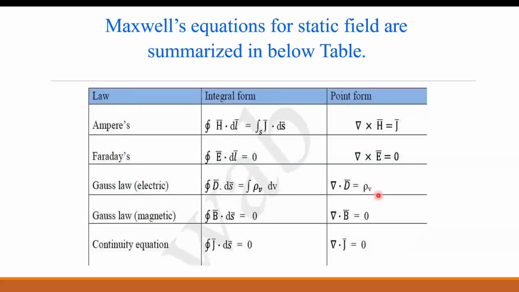Rho v is volume charge density in coulomb per meter cube. Del dot D bar is equal to rho v. From Gauss law of magnetic field, the next equation, the integral form, is closed integration of B bar dot ds bar is equal to 0, and del dot B bar is equal to 0, that is the point form. And last, the continuity equation. Continuity equation means closed integration of J bar dot ds bar is equal to 0. Del dot J is equal to 0, that is the point form.